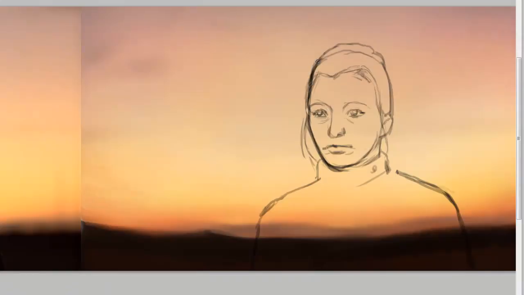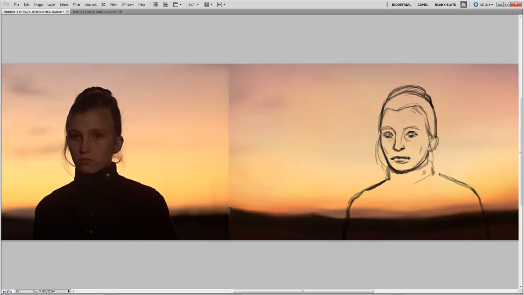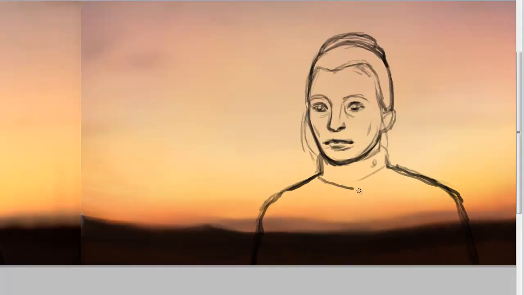So now I'm just sketching, refining a few things. Zooming in and out helps to reset your mind, as well as flipping the canvas horizontally. Things that are wrong will tend to stand out more because you're tricking your mind into seeing a new image. Also, you can take a break.